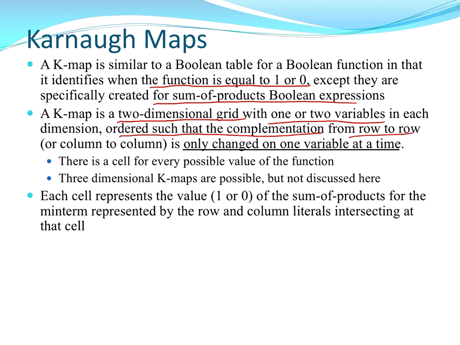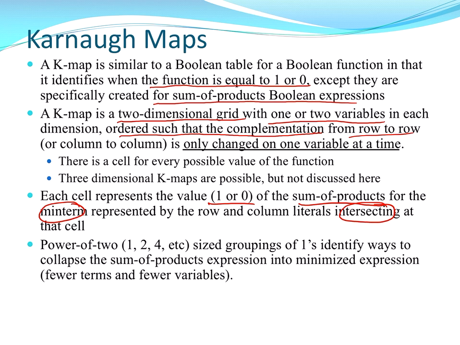Okay, now each cell represents a value, 0 or 1, because these are Boolean functions, of the sum of products for the minterm represented at the intersection of the row and the column of that cell. So we'll be able to tell which combinations of literals and their complementations represent that value of 1 or 0. Now that we have this grid, we want to use power of 2 sized groupings of the ones. We're looking for the ones to identify ways that we can collapse the sum of products expansion into a minimized expression.